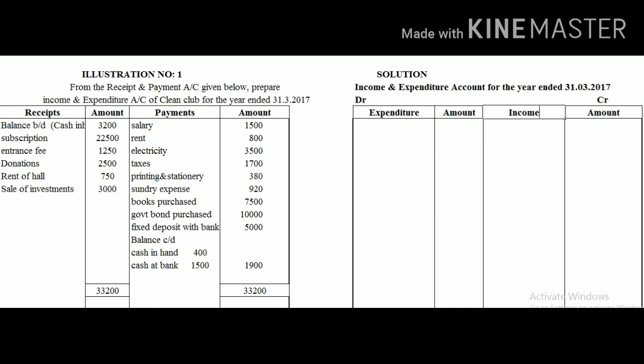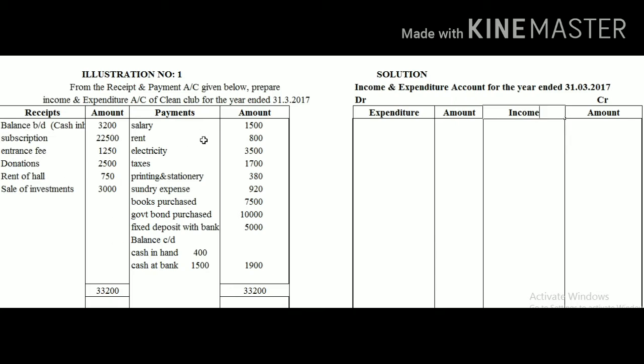So this is the first illustration, the preparation of the income and expenditure account. Here the question is: from the receipts and payment account given below, prepare the income and expenditure account of Clean Club for the year ended 31st March 2017. Here the receipts are given on the debit side and payments on the credit side. On the receipt side, the opening balance of cash in hand is there, and subscription, entrance fee, donation, rent of hall, sale of investment, and their corresponding amounts are given.